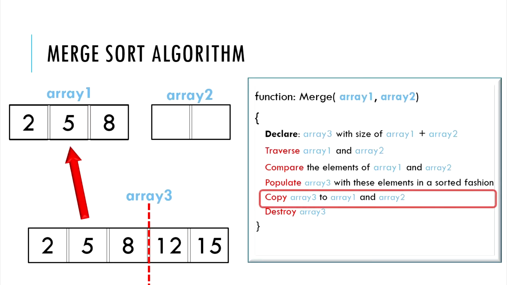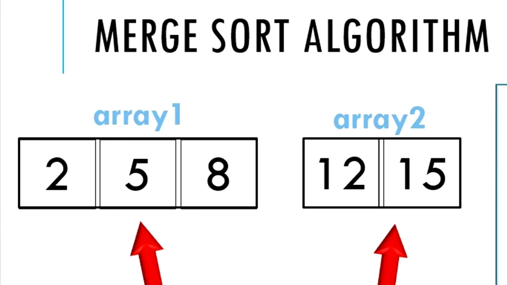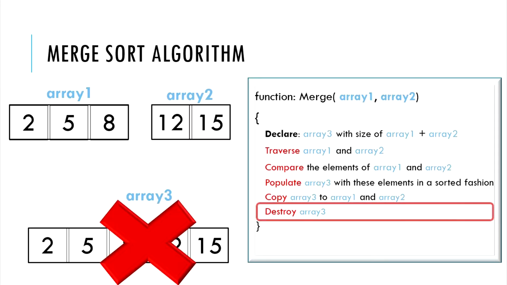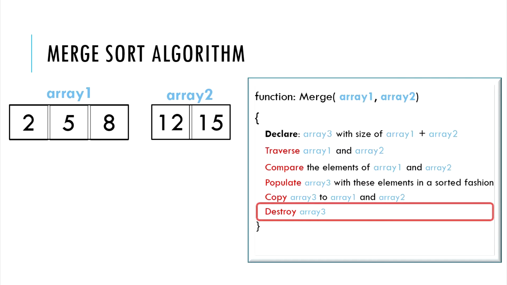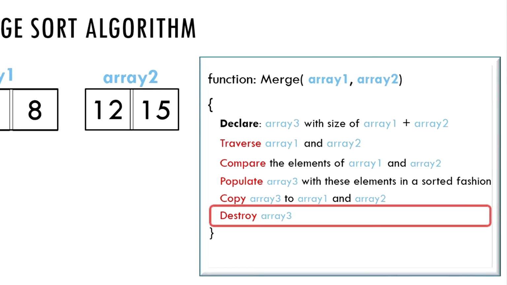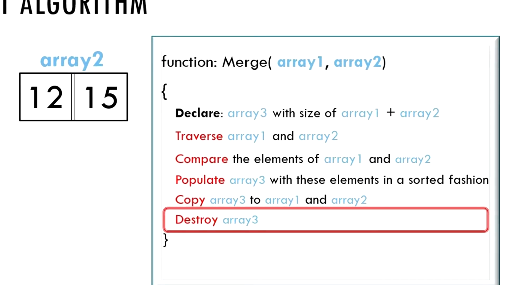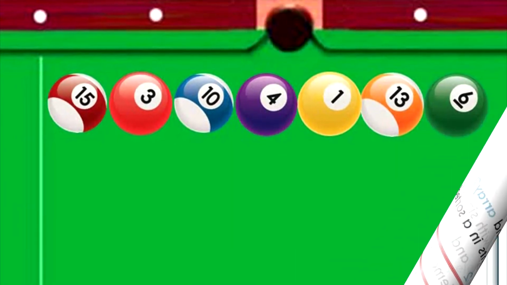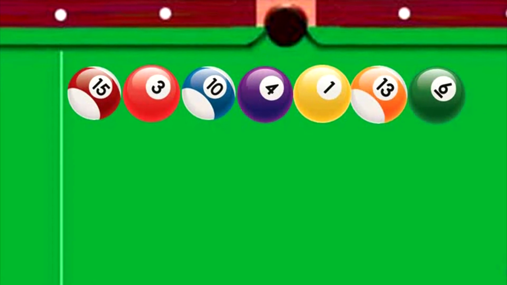After that, we would copy array 3 back to array 1 and array 2 such that the original array is now sorted. Finally, we would destroy array 3, which was just some temporary memory space that we used. So, you can see that the sorting comparisons actually happen in the merge call. Now let's go through an example of the entire merge sort algorithm.